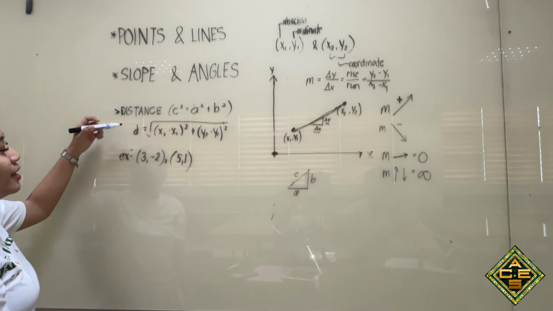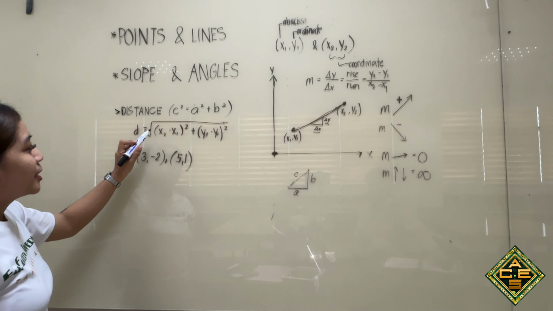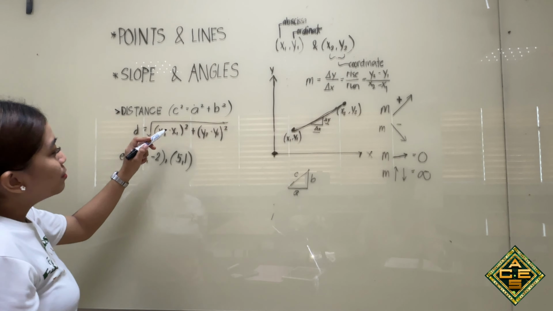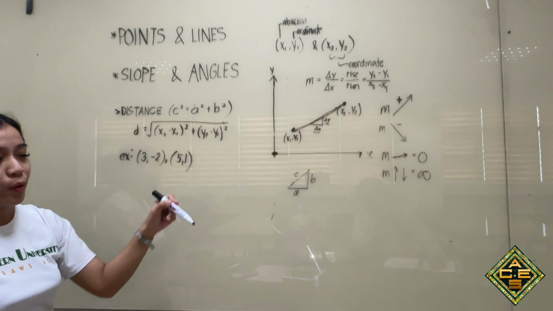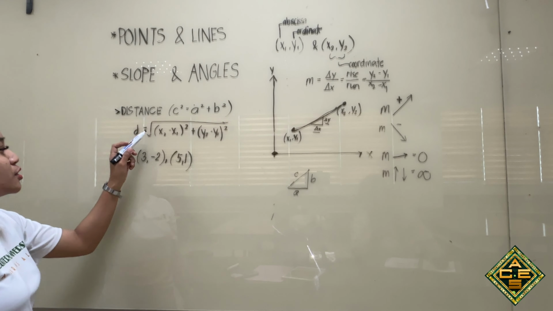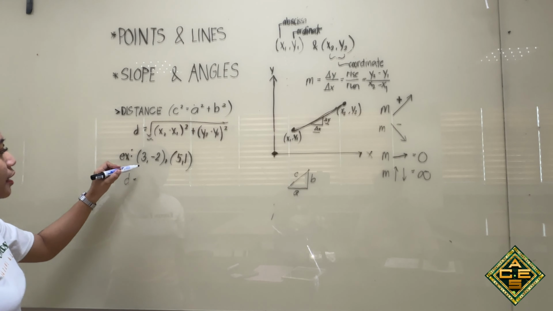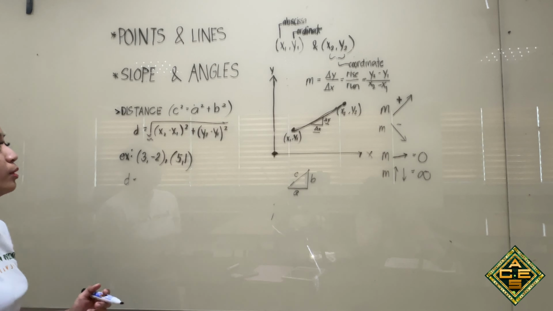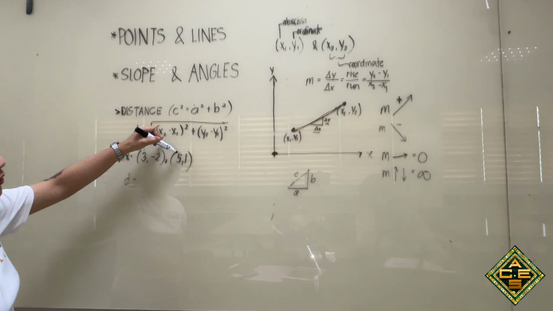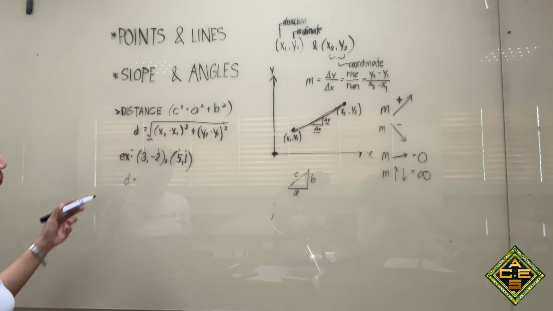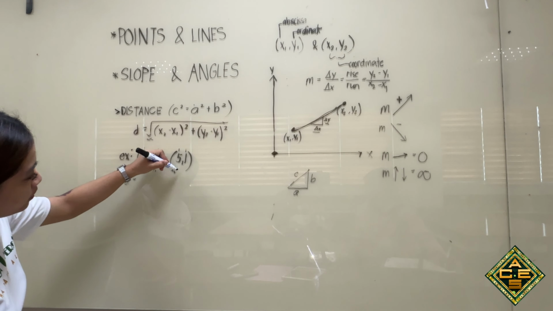So, for the distance formula, we have d equals the square root of the quantity x sub 2 minus x sub 1 squared plus the quantity y sub 2 minus y sub 1 squared. So, let's have an example so that we can apply this formula. Let's say we have the points (3, -2) and (5, 1). For this pair, this is the abscissa and this is the ordinate. We have the second abscissa and second ordinate. So, let's label it para hindi tayo malito.